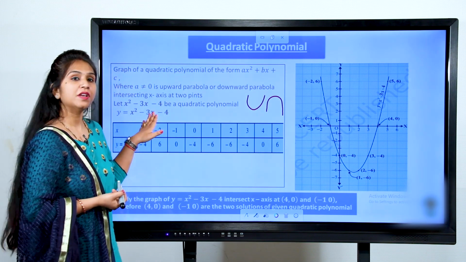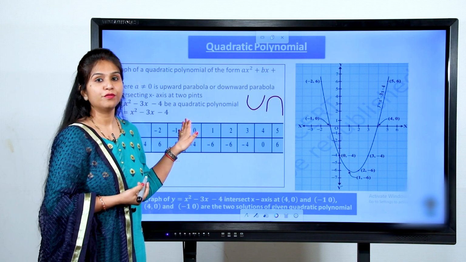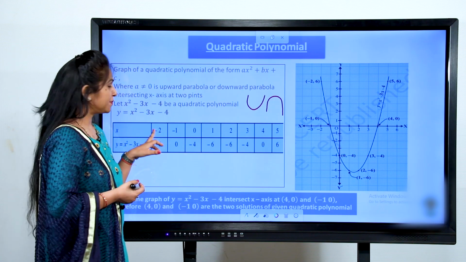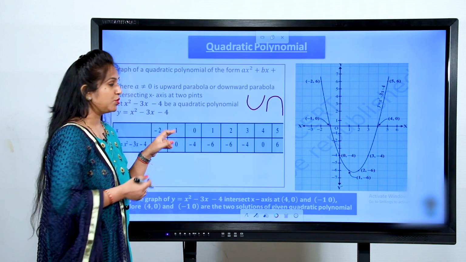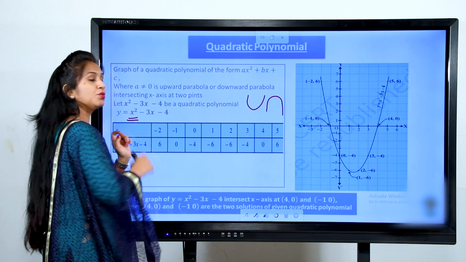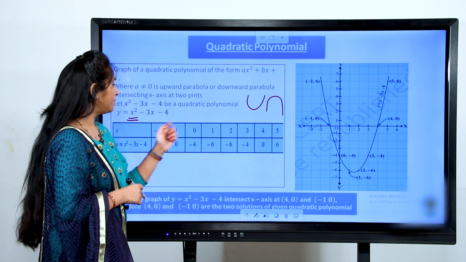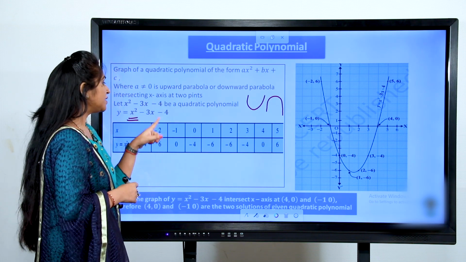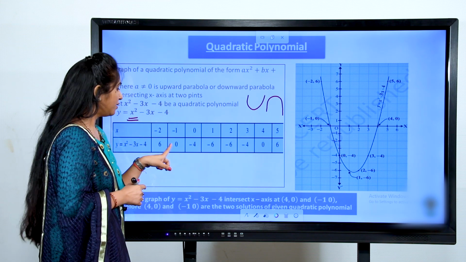Now we are taking one example of a quadratic polynomial. The example is x² - 3x - 4, and we equate this expression to y to find certain solutions of this expression. Initially I am substituting x = -2. When you substitute -2 in place of x everywhere, you will see that y = 6. When we substitute x = -1, we will get 0.